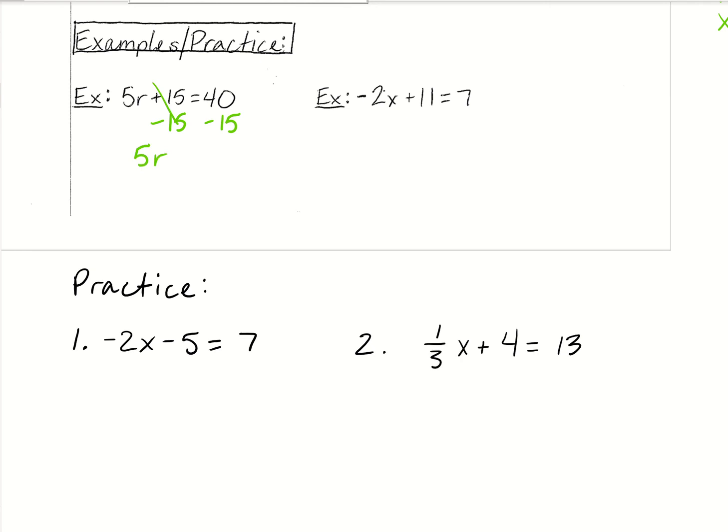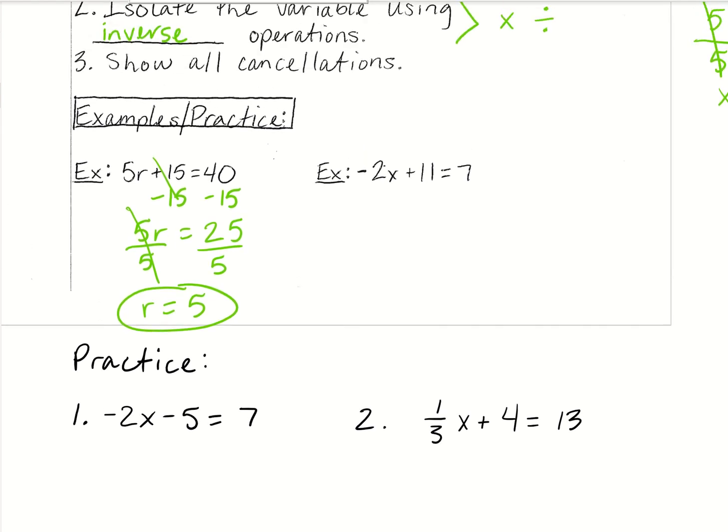So we're at 5r equals 40 minus 15, which is 25. And then the next step would be to divide by 5 on both sides. And then we're going to be left with r equals 5 once we do that cancellation. So there's the first example. Again, pretty simple. Hopefully you were able to see the steps.